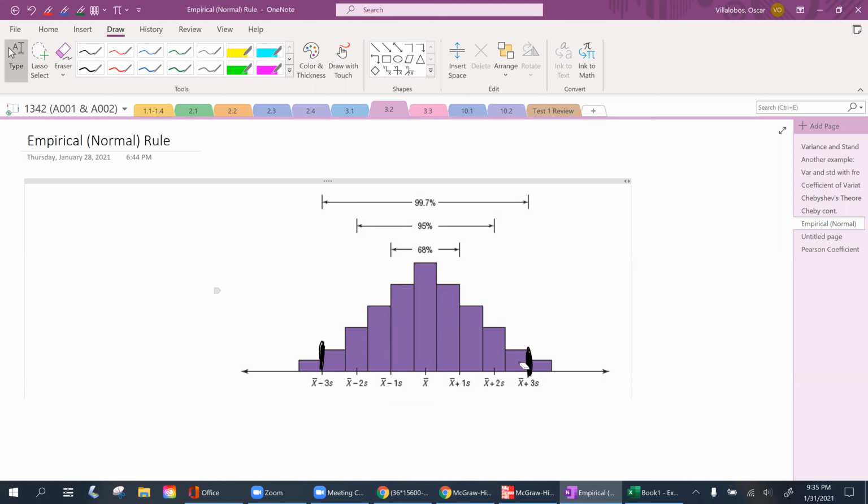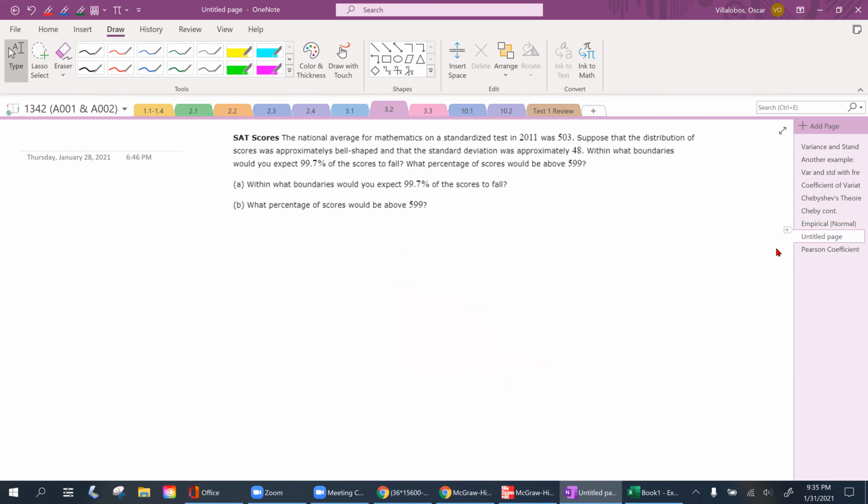So this table here is very, very useful because you'll be asked to find data with specific values, and these percentages that we should be familiar with are 99.7, 95, and 68%. So let's remember that we know how that's being applied. Okay, so let's go ahead and apply this to a problem.